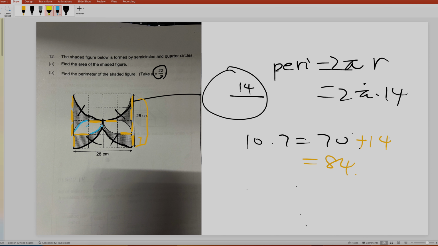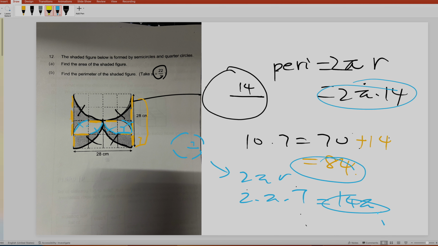1, 2, 3, 4. And these 4 add up to a small circle, with radius 7. So it's once again 2 pi r. It's 2 times pi times r, which r is 7 in this case. So it's just 14 pi. So your job is to add up. Okay? So the strategy is important. Okay? Good. I'm not going to solve it for you.